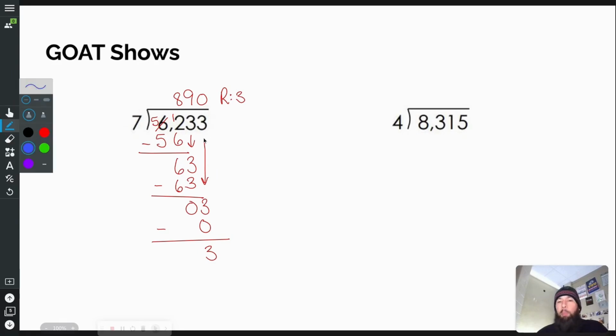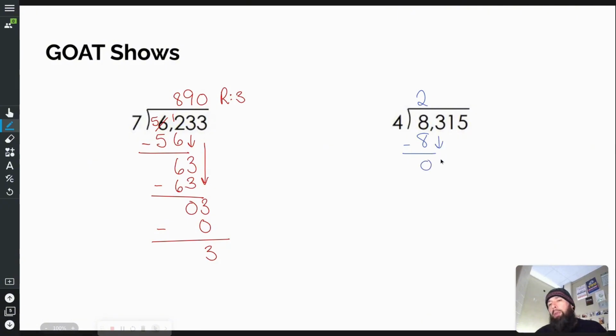All right. Let's keep going. 4 times what is 8? 4 times 2 is 8. 2 times 4 is 8. Minus 0. Drop down the 3. 4 times what is 3? Ooh, this is rare, but this is fun. 4 times what is 3? I don't have anything, so 0. So I'm going to put a 0 up there. 0 times 4 is 0.